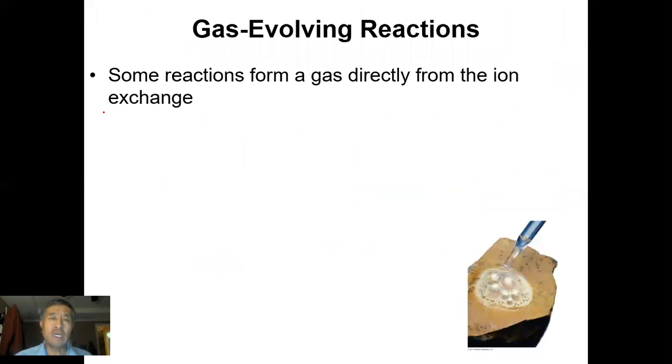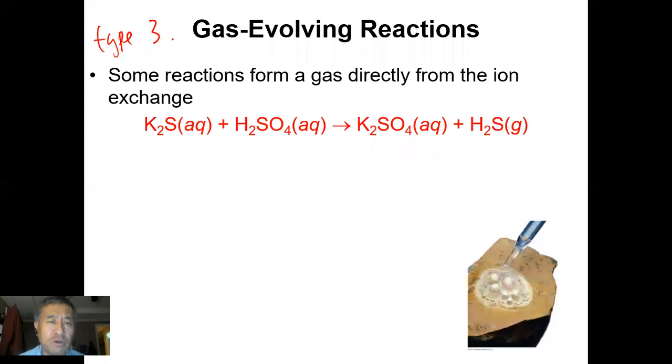So this is type 3. Type 3 chemical reaction is the gas-involving reaction. Some reactions form a gas directly from the ion exchange. For example, K2S reacting with H2SO4 produces K2SO4 and H2S. This compound is a gas.